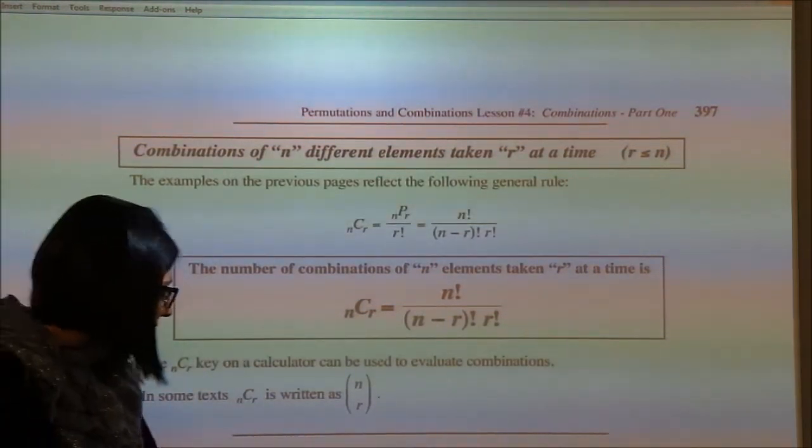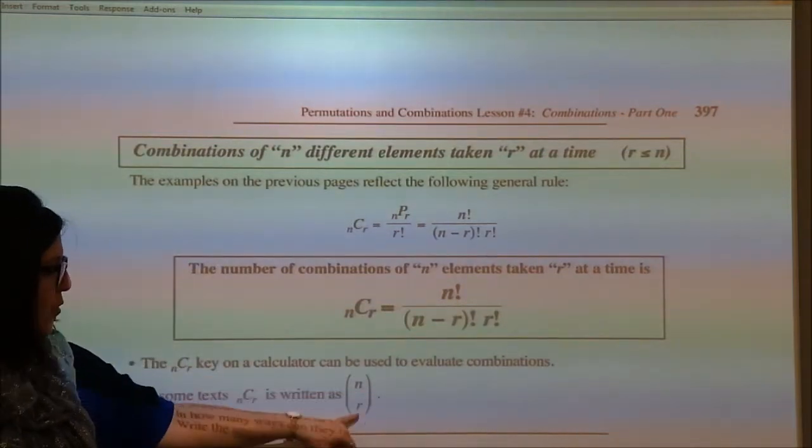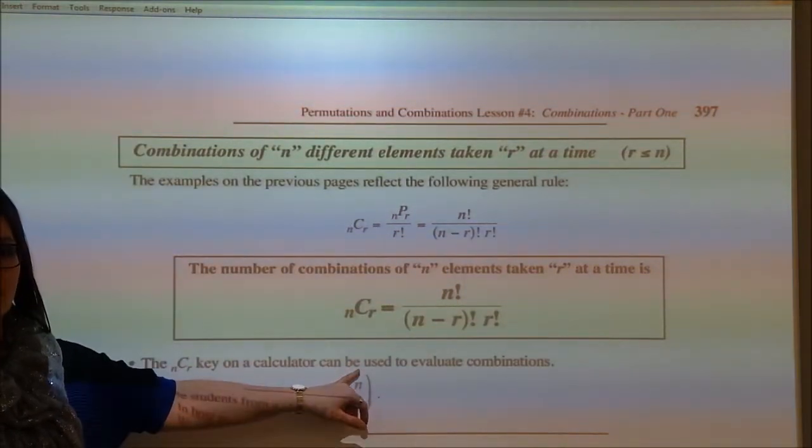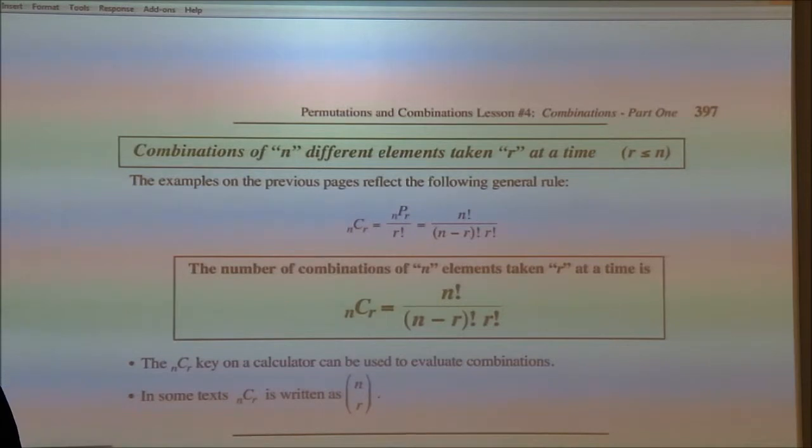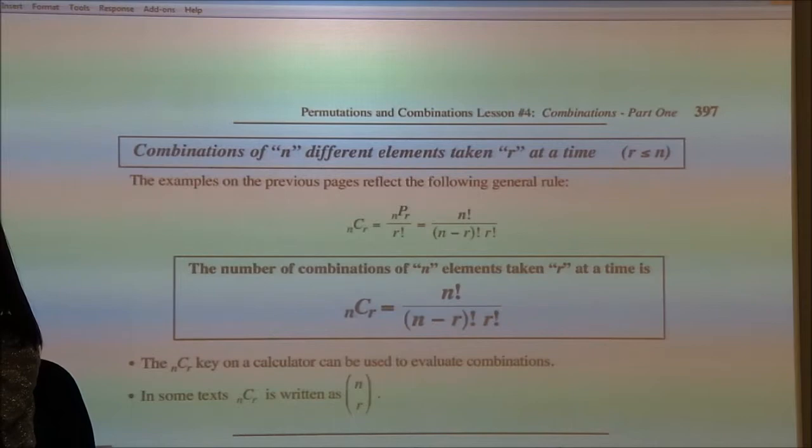Sometimes you will see nCr written in this form with a set of brackets and the n at the top and the r at the bottom. It is a notation that can be used on your diploma, so it is something to be aware of. If you saw that, it would mean that it's a combination question.